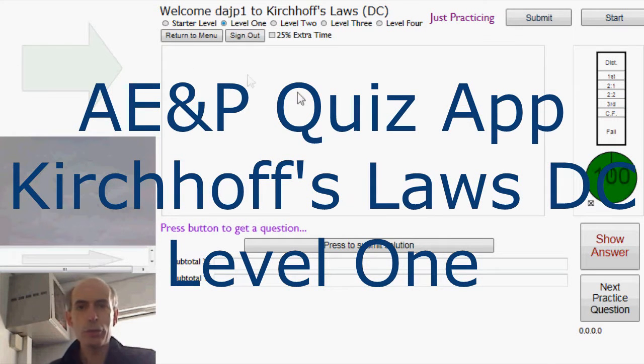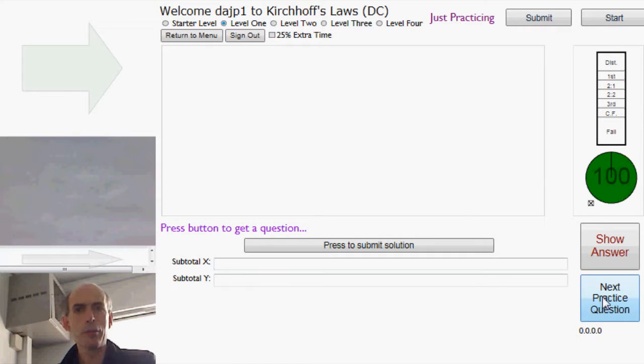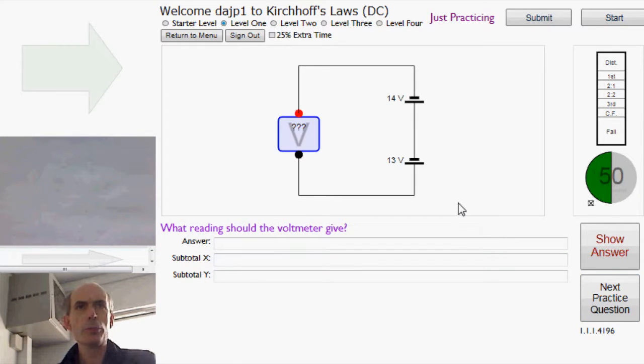This time, Kirchhoff's laws, and at level 1 it should be fairly straightforward. Let's have a look. First one is an application of Kirchhoff's voltage law. And Kirchhoff's voltage law, you may remember, says that the total potential differences across every component round a closed loop in a circuit is 0. In other words, the total change in potential between one point in the circuit and another point in the circuit is constant. It doesn't matter which way you go to get there.